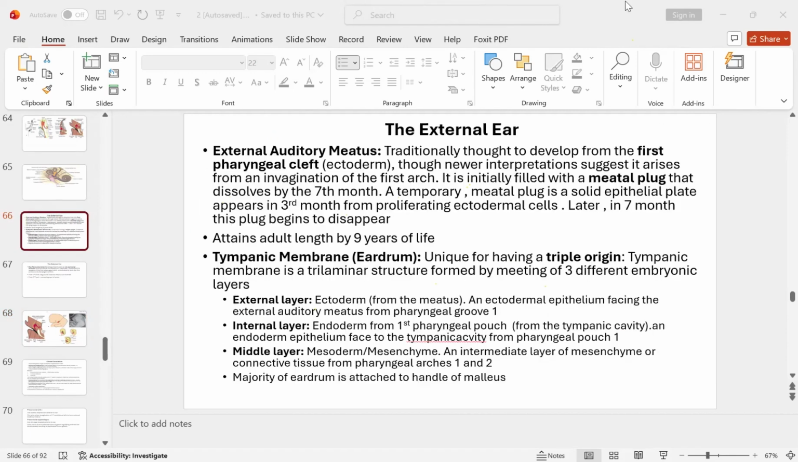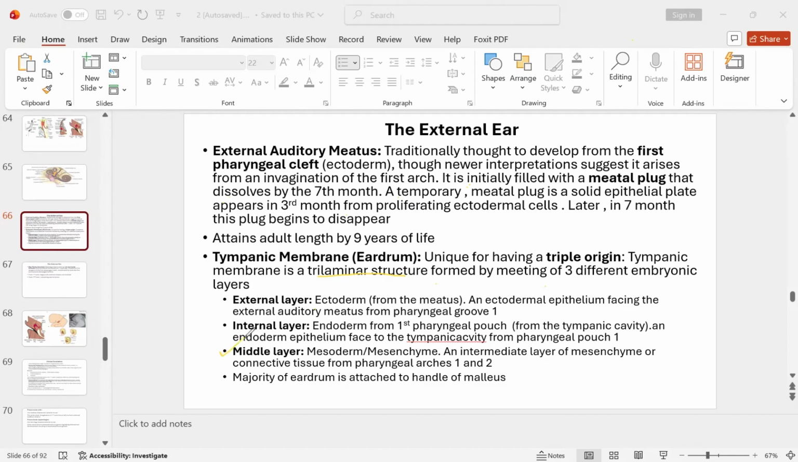So let's now move to the development of the tympanic membrane, which is also known as the eardrum. So the eardrum is unique for having a triple origin, which means that it is derived from all the three germinal layers. And we know the three germinal layers are number one, the endoderm, number two, the ectoderm, and number three, the mesoderm. So the tympanic membrane is a trilaminar structure formed by meeting of three different embryonic layers. Tympanic membrane is made up of three layers. Number one, external layer. Number two, internal layer. And number three, middle layer.